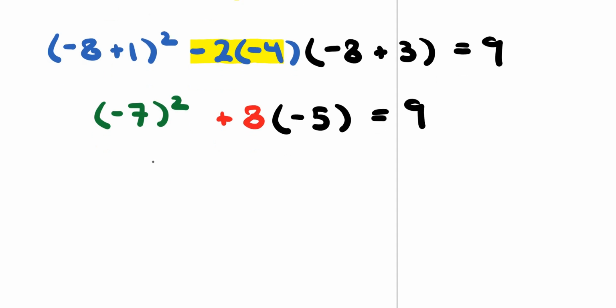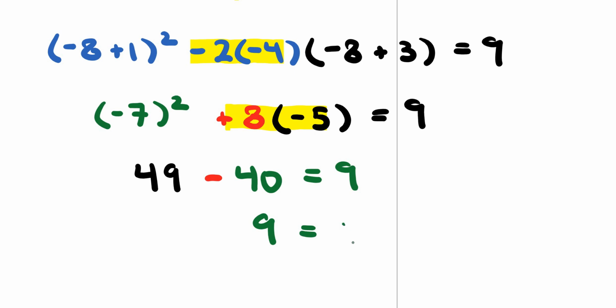All right, well, let's figure this out. Negative 7 squared is going to be 49. And then minus, and then we have 8 times negative 5, which will be a negative number, and 8 times 5 is going to be 40. And does that equal 9? And it sure does. 9 equals 9. There we go. We verified that the left-hand side equals the right-hand side, and our final answer is indeed x equals negative 4.